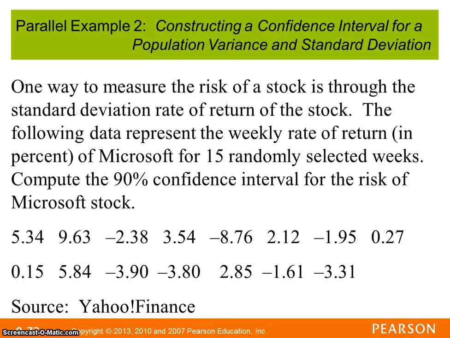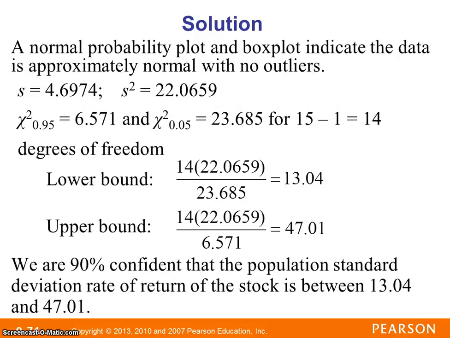So let's look at an example. Let's look at some stocks. The following data represent the weekly return for 15 randomly selected Microsoft stocks, and we want to compute the 90% confidence interval for the risk of the Microsoft stock. Again, in this case, the normal probability plot and box plot indicate the data is approximately normal. In most cases you will assume that, but it's something you should technically double check.